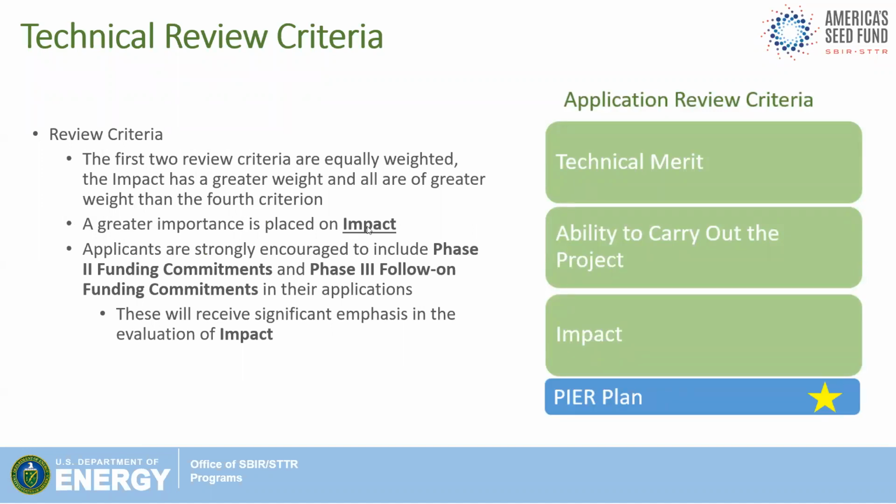So for phase 2B, a greater importance is placed on impact. You may know that from past applications. So the technical merit, the ability to carry out the project, the impact is going to be about twice the weighting of the first 2 criteria, and the peer plan again is going to be of lesser consideration. So the peer plan is something that, if you have a very strong technical application, may or may not affect your ability to get an award, depending on how well it's rated.